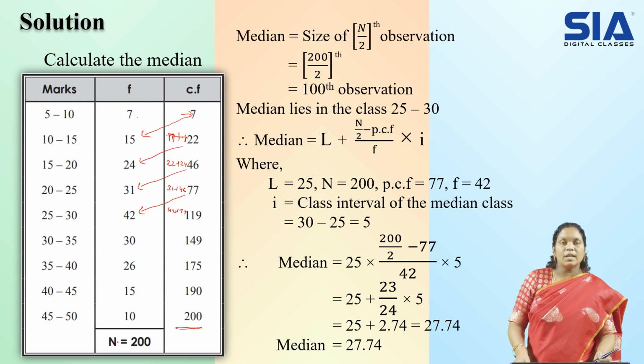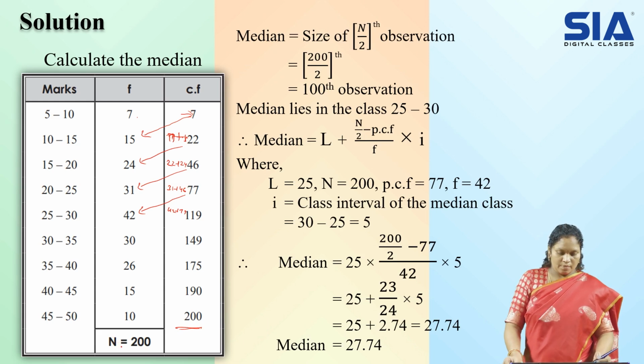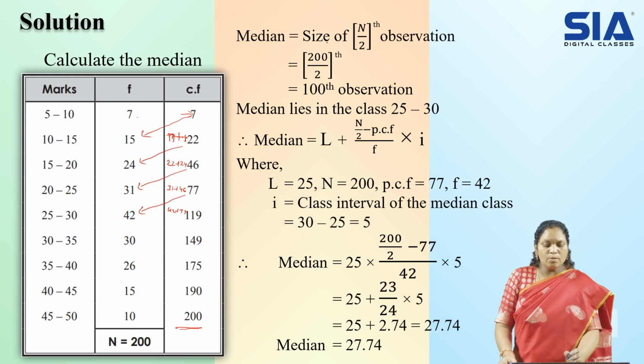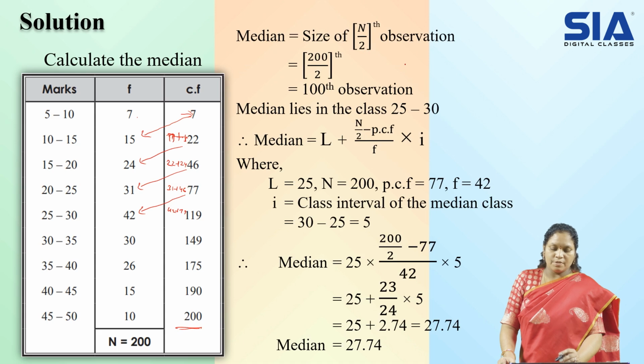So that we have obtained here. Now using cumulative frequencies, we have to find out the median class. So how to do that median class? Let us check it out. Median is equal to size of n by 2th observation. So first of all, we need to do n by 2.